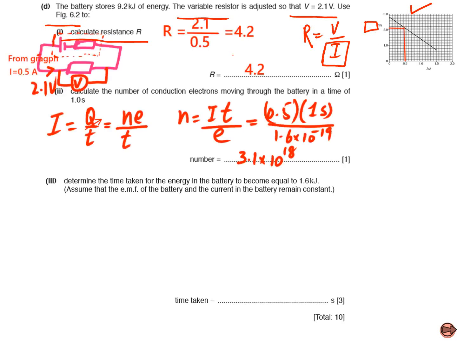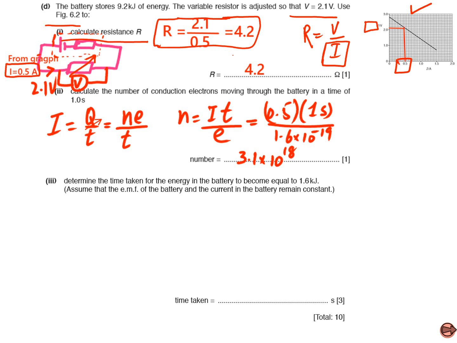You can see here I have drawn this circuit for you. Here this is the variable resistor, and when the potential difference across this variable resistor is equal to 2.1, from the graph we can see current is equal to 0.5 amps. So just divide potential difference by current and we will get the value of resistance. In this case, resistance is equal to 4.2 ohms.